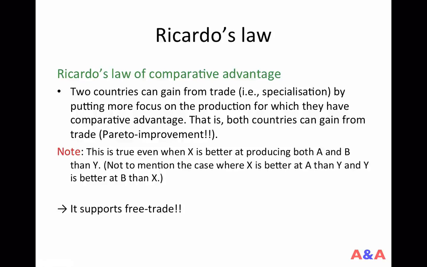Okay, we are ready to state Ricardo's law of comparative advantage. Two countries can gain from trade or specialization by putting more focus on the production for which they have comparative advantage. That is, both countries can gain from trade. In economics terms, that's Pareto improvement. And this is even true when country X is better at producing A and at producing B than country Y.